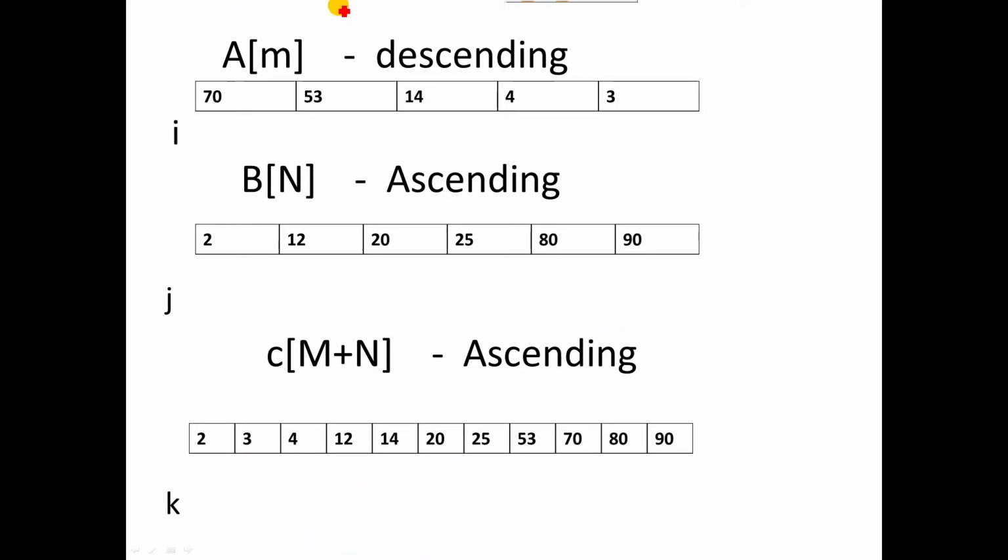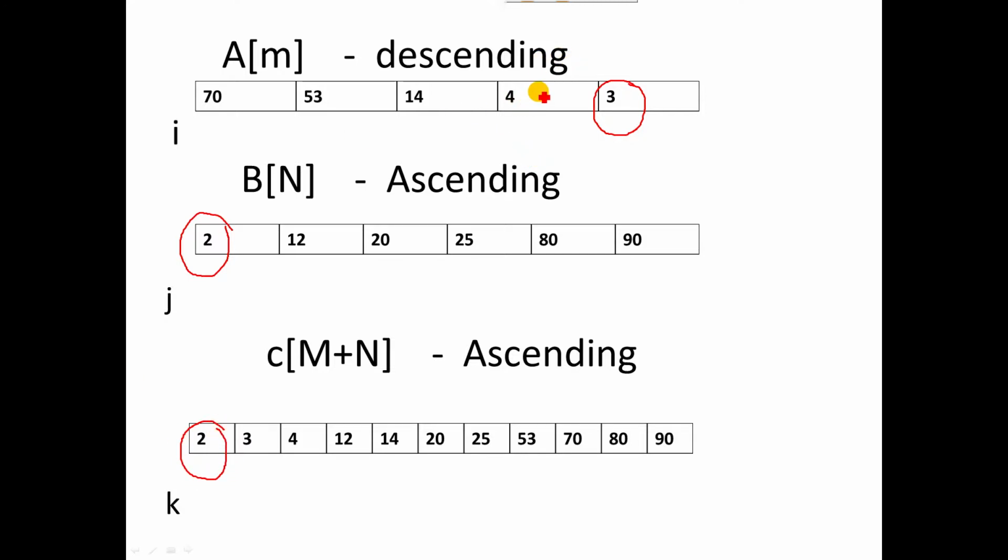So the logic is, first array, it is in the descending order, 73, 53, 14, 4, 3. Second array in the ascending order. Now your third array, which is in ascending order. So what you should be doing is, you should compare, because the first array, the smallest element will be in the last position as it has been sorted in the descending order. So you have to compare that element with the second array's first element, because second array is in the ascending order. Whichever is smallest will be stored onto your third array.